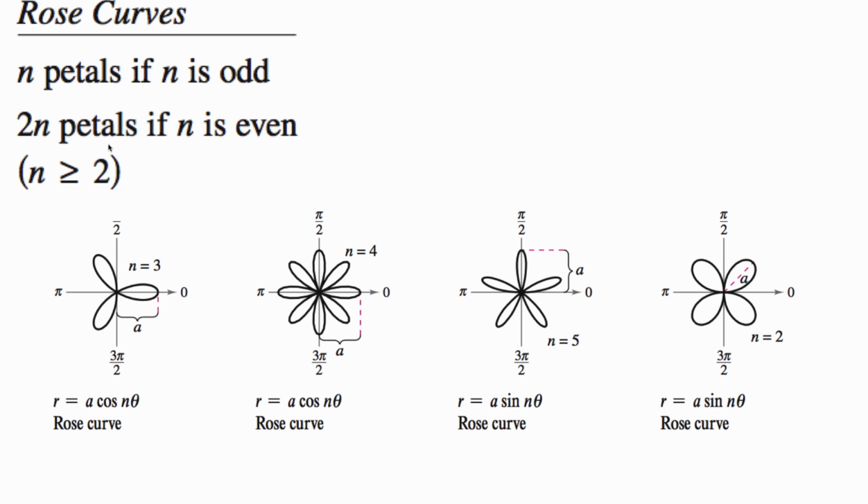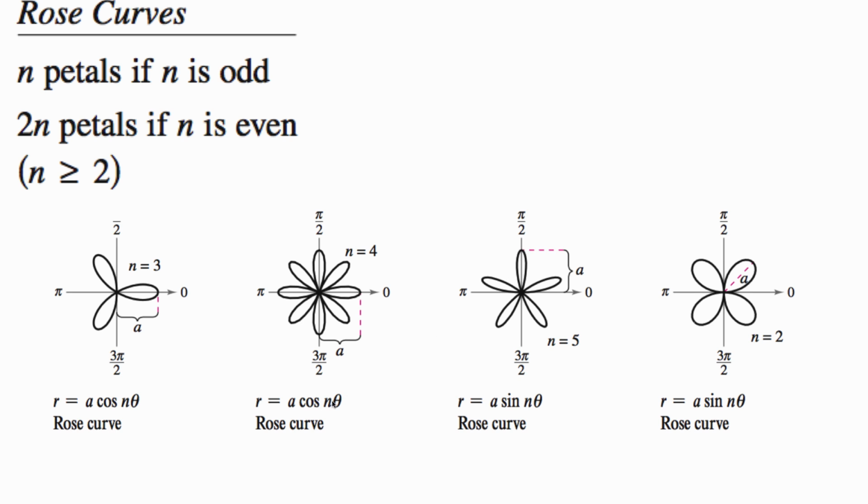And you have 2n petals when n is even. So for 4, I'm going to have 8 petals. And for 2, I have 4 petals here. Now, when it's r equals a cosine n theta, then one of the petals, the first petal, is going to be centered on this x-axis here. While when r is a sine n theta, one of the key petals is going to rest along the y-axis here.